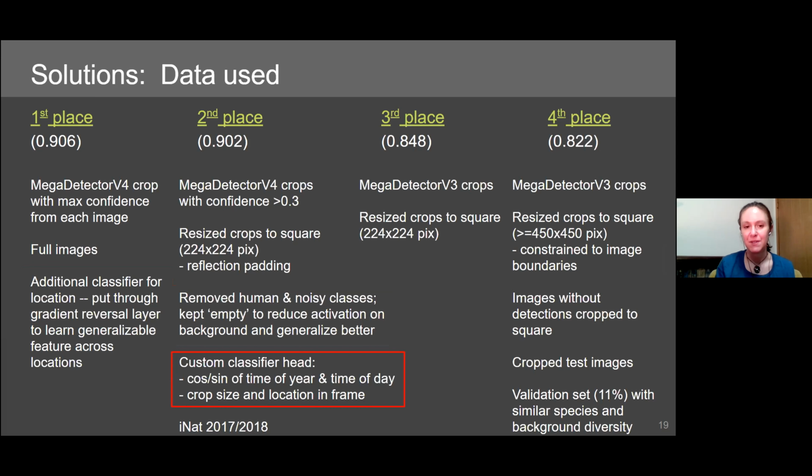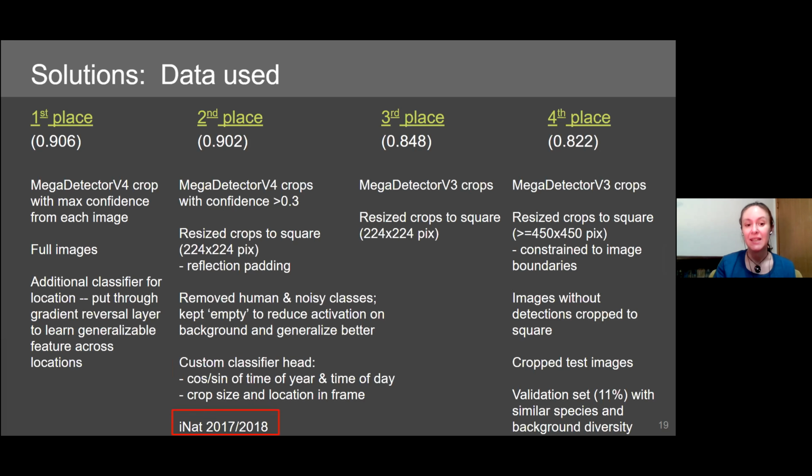The second place team also, well, team, it was one guy, but he included some other custom variables. He expressed the time of year and time of day as a cosine or a sine relationship. And then he also noted the size and location of the crop in the frame. So he thought that maybe if the crop was lower down or higher up might relate to the type of animal that was in the frame. He also did left to right, but I don't know what he hoped to get out of that.